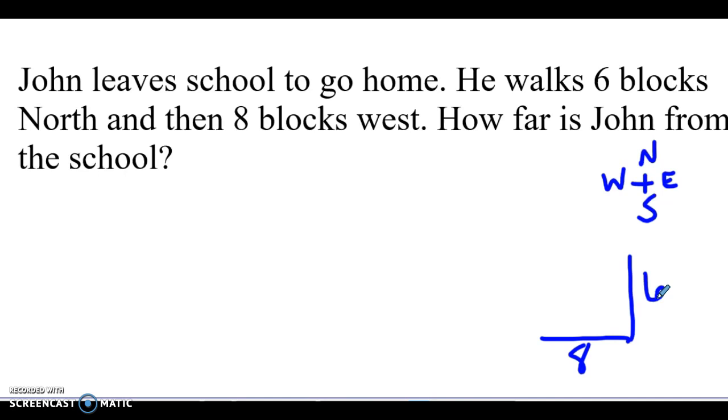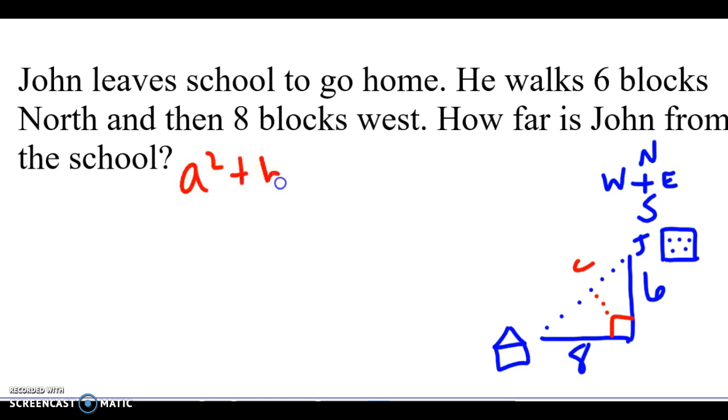So he started here. This is where John is. And he's leaving school. So we'll do school as a rectangle. Those are, I don't know what those are, windows. There's his school. Here's his home. So that's what he walked. We want to see how far he actually is from the school. So we have to establish our right triangle, our right angle in the triangle. So we are looking for c. So you're going to use a squared plus b squared equals c squared.